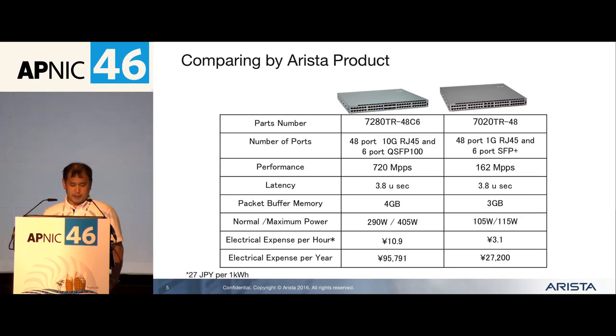The performance is different, 720 million PPS and 160 million PPS, but latency is the same, and the packet buffer would help storage networks and some Hadoop networks, and routing networks are also similar between the Qumran AX product and the MX product. The most important point is max power utilization. 7080 is 405 watts. 7020 is 155 watts.